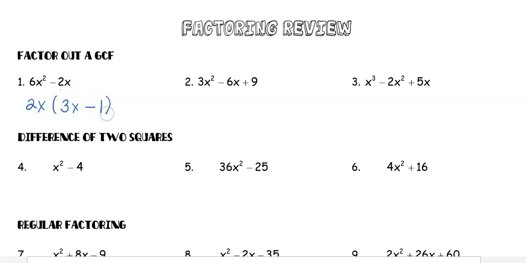Now sometimes we make the mistake of leaving that piece empty. We can't leave it empty. Something divided by itself is 1, not 0. So this would be my answer when I pull out the GCF.